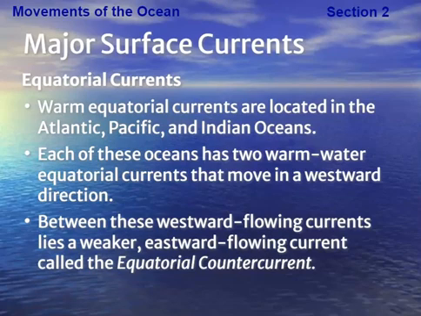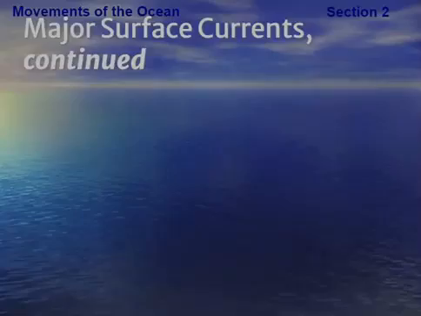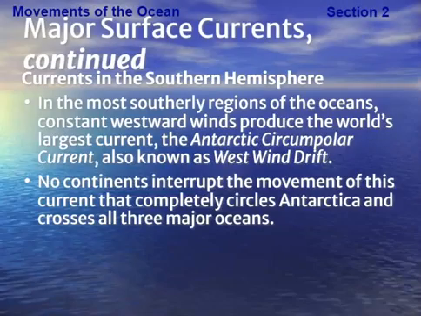These are westward flowing currents. Between them lies a much weaker current that flows eastward, called the equatorial countercurrent. The equatorial countercurrent flows right along the equator. Currents in the southern hemisphere.